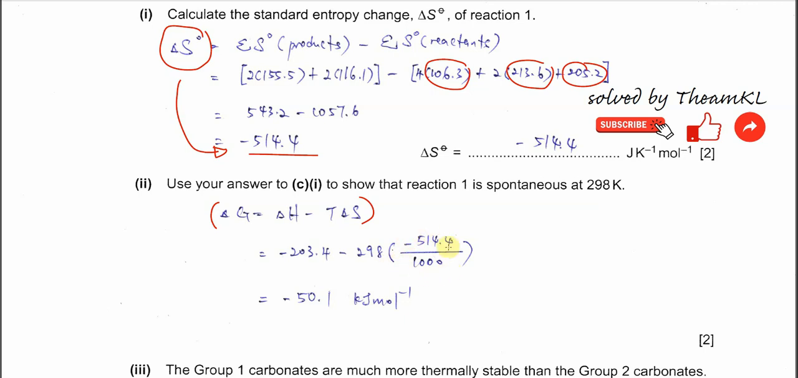This part you need to convert the entropy from joule per Kelvin per mole to kilojoule. So you need to use this 514.4 over 1000, convert the joule to kilojoule, right? So eventually you get negative 50.1 kilojoule per mole.